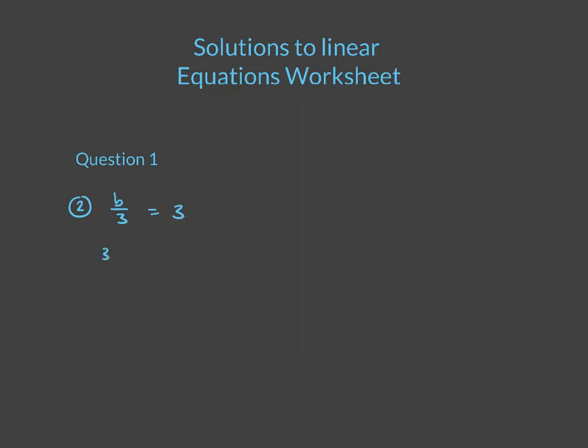Question 2. So we're going to multiply 3 on both sides to get rid of the divide by 3. So we multiply 3 on the left hand side, 3 on the right hand side. So on the left hand side we've got b, on the right hand side 3 times 3 is 9.